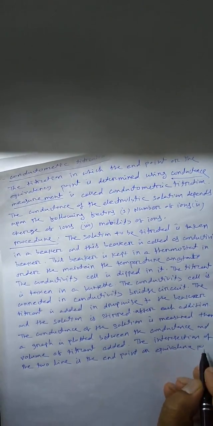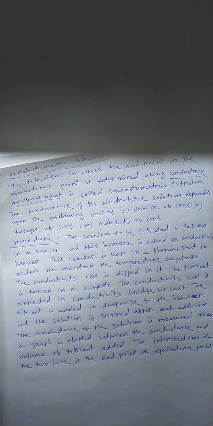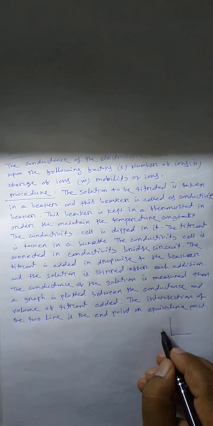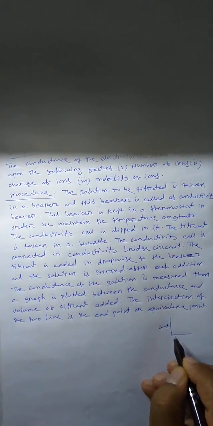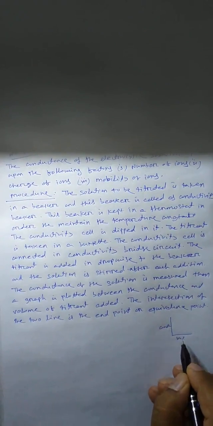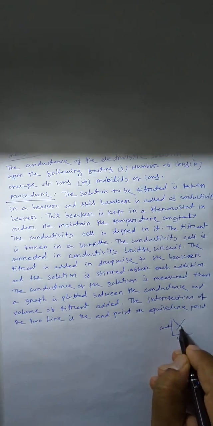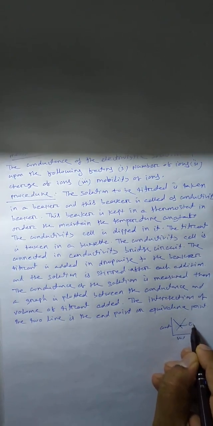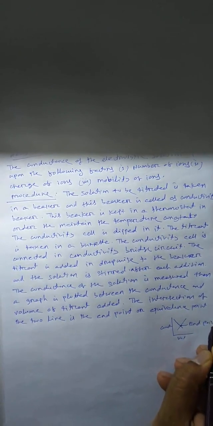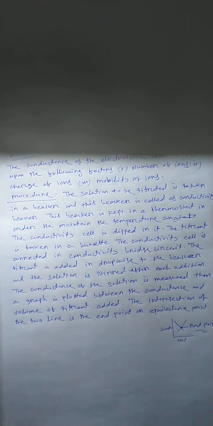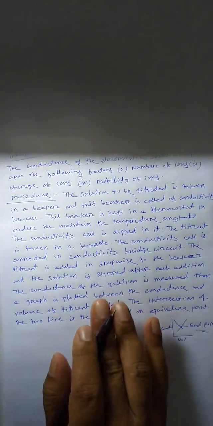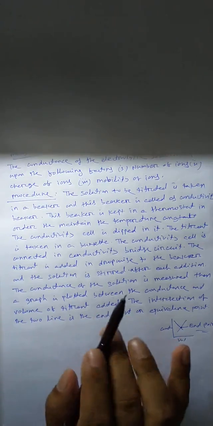You already performed this experiment, but you did not draw the graph. You also did not show it to me. If you plot a graph, this is the conductance and this is the volume, then you will get a graph like this and like this. Whatever the cross section of this point, this is called the end point. So this is the titration. You already did this experiment in our lab also. Okay, I will end here.